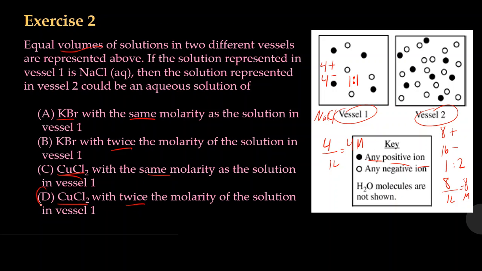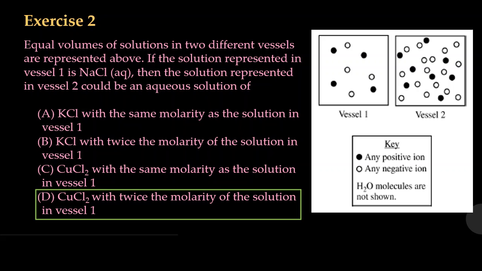So I would definitely go with D, since not only do we have the formula unit that's 1 to 2, we also have twice the molarity, since we have the 8 positives versus the 4 positives, which are equivalent to their original formula units. But counting gives you a good idea. Also look at the possibilities of your responses there.